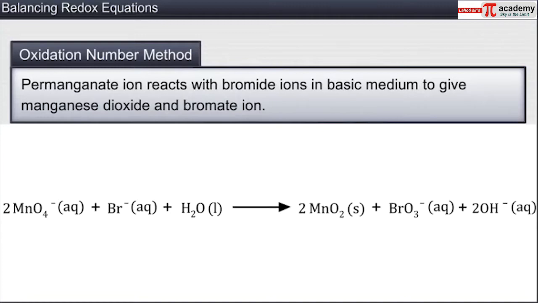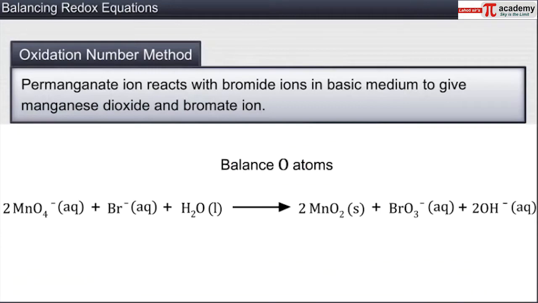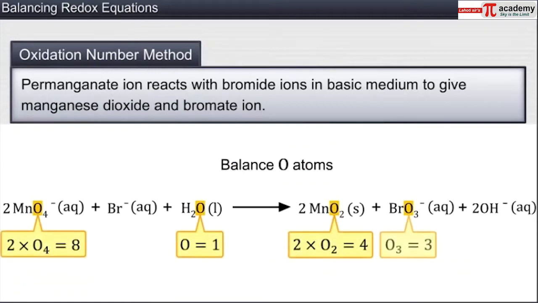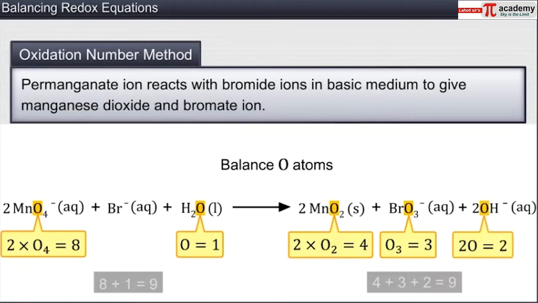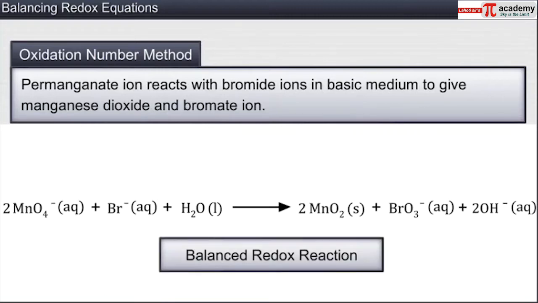Now, also check the oxygen atoms. If the numbers of oxygen atoms on the reactant and product side are the same, then we can say that the equation represents a balanced redox reaction. In this case, if we count the number of oxygen atoms on either side of the reaction, we can see that there are 9 oxygen atoms present on either side. And thus, the equation represents a balanced redox reaction.